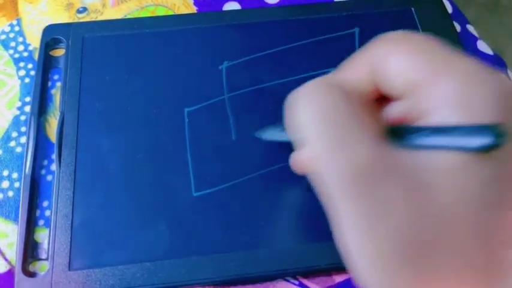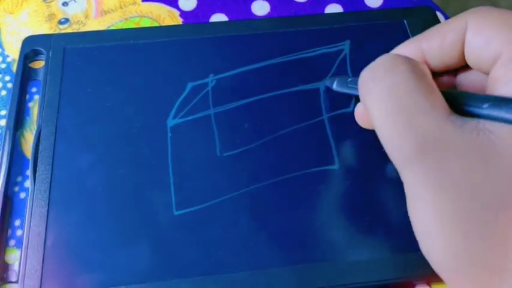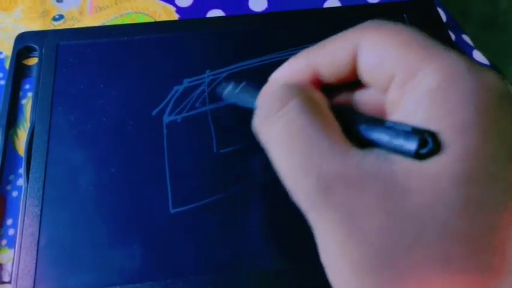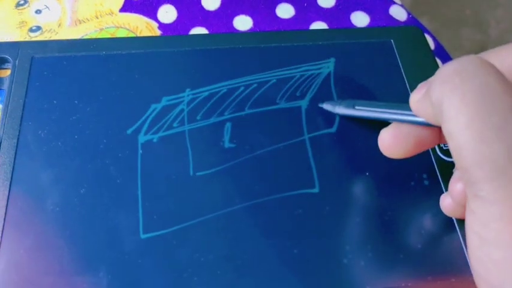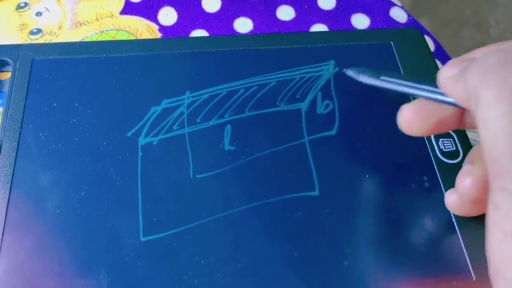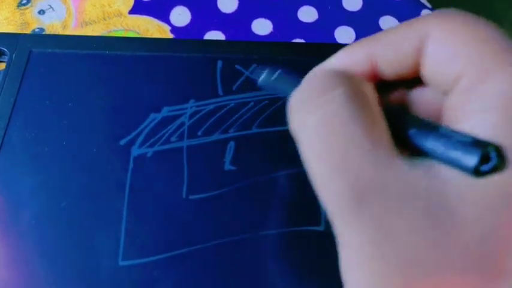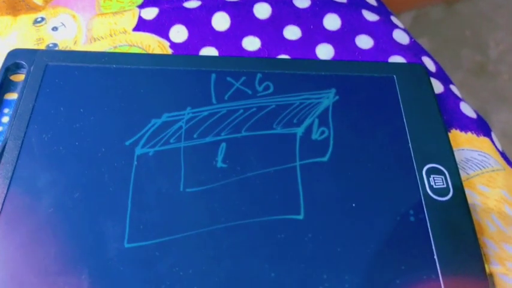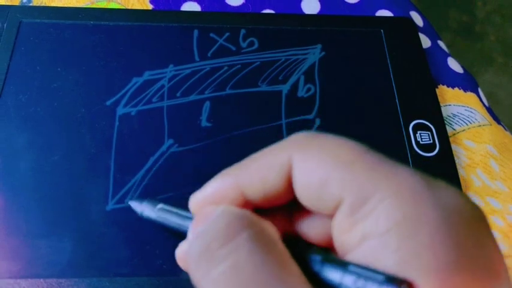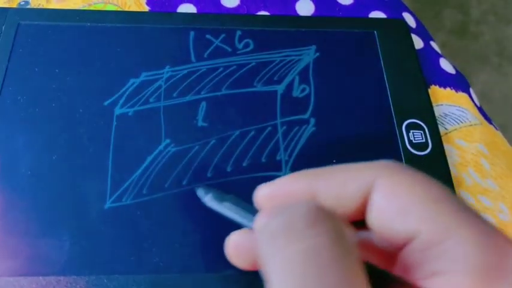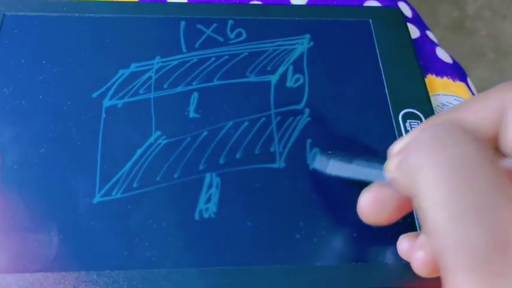Face number 3, this rooftop. As you can see, its length is L, breadth is B. What will be its area? Its area will be L into B. Now identically, if I join the bottom, this is another face and its area will be L into B.